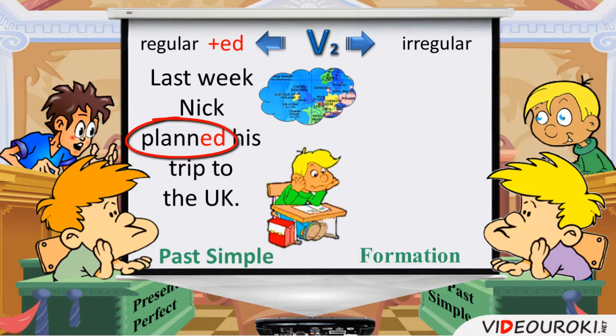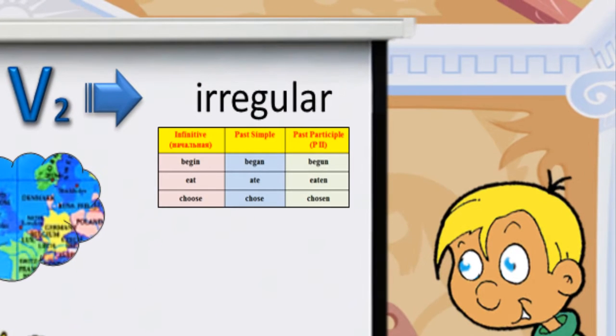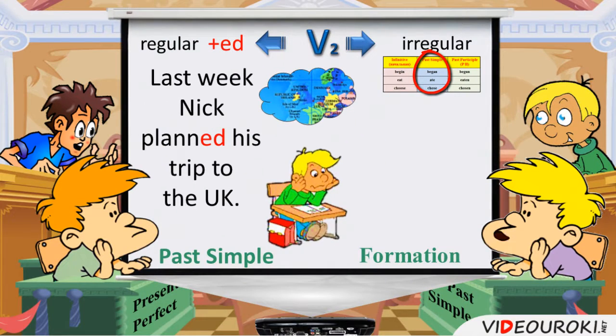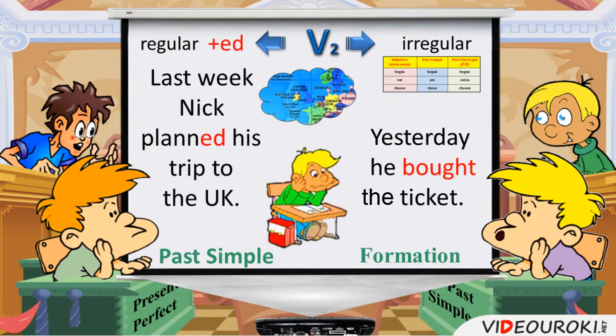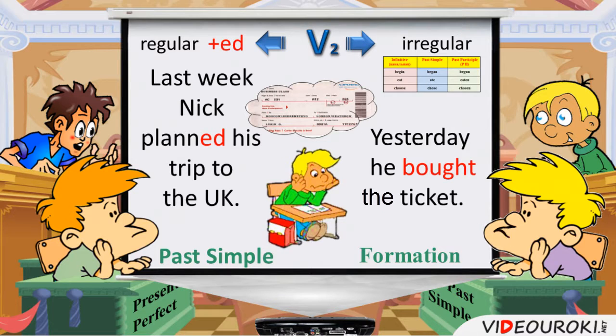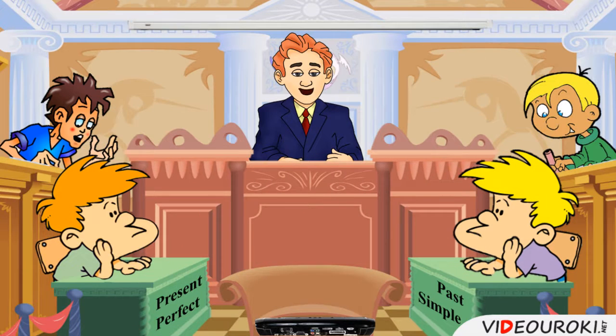To use an irregular verb in the past simple tense, we use the list of irregular verbs. And I can't but mention that you have to learn all the irregular verbs by heart. И я не могу не упомянуть, что вы обязаны выучить все неправильные глаголы наизусть. Look, yesterday he bought the ticket. Buy, bought, an irregular verb. Thank you, the past simple tense.